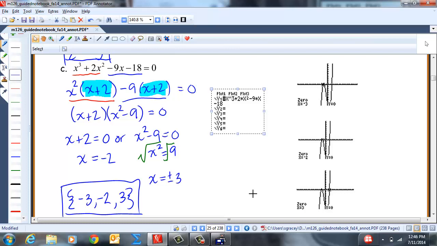Okay, so we have verified. So we got this solution here. The x is 0, or I'm sorry, x is negative 3, x is negative 2, and x is 3. So that checks out.